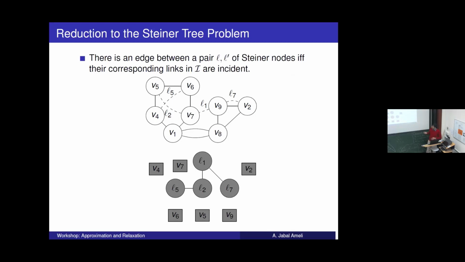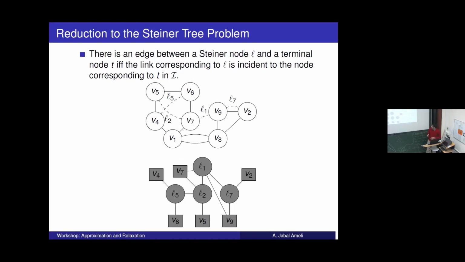And now we define the edges of J. The first type of edges are the edges between the Steiner nodes. If L and L prime are two Steiner nodes, they are adjacent in J if their corresponding links in I are incident. So for example, L5 and L2 are incident, and here we have this edge L5, L2.